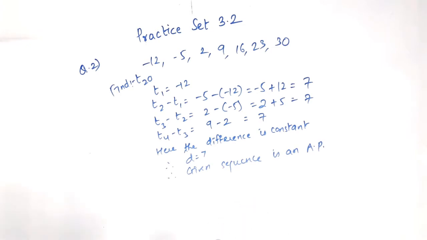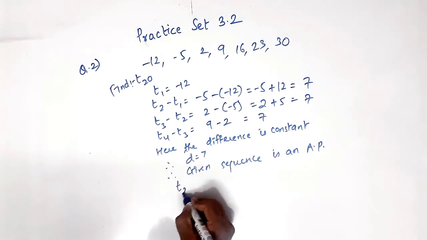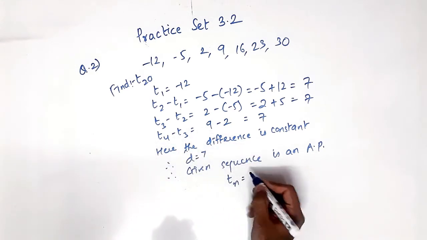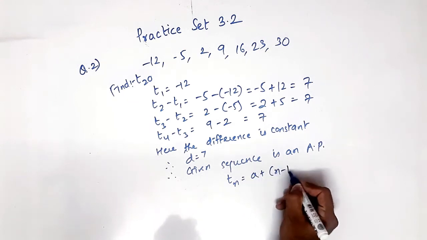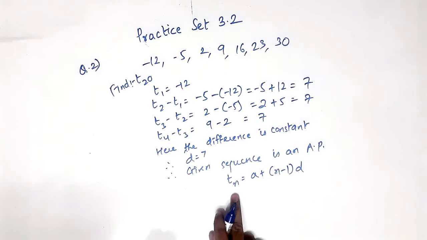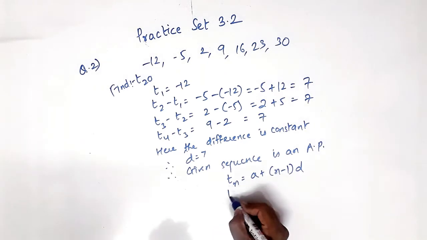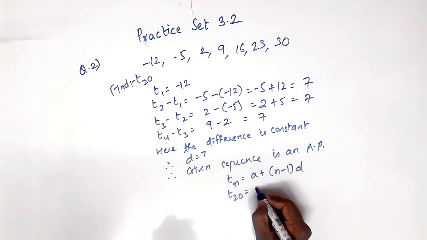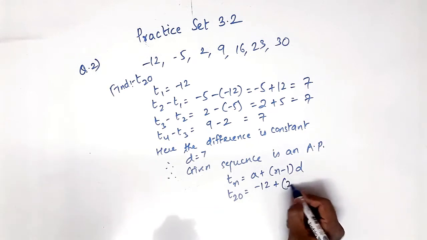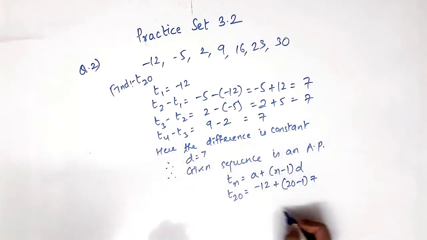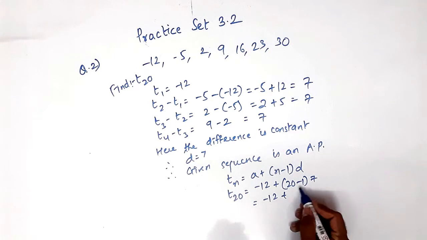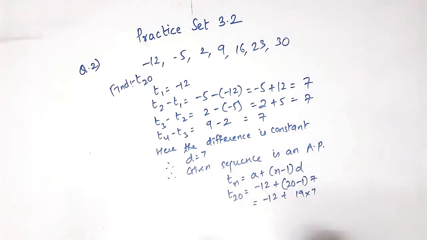Now because it is an arithmetic progression, we can write T20 is equal to, first I'll write the formula for Tn. What is Tn? A plus n minus 1 D. For finding the nth term, this is the formula, know that. So for finding T20, A is minus 12 plus n is 20 minus 1 into difference is 7. So this will become minus 12 plus 19 into 7. 20 minus 1 is 19.